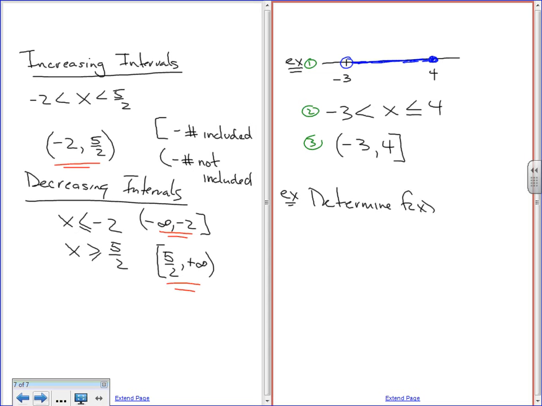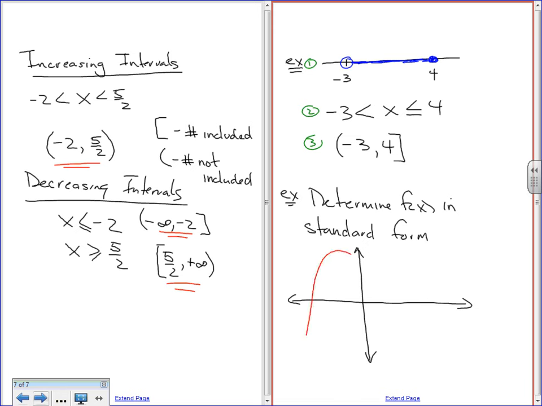Determine f of x in, not is, in standard form. I'm just going to give you a picture of a function, and I want you to come up with the equation of that function from the graph. So I'm going to draw. It's not going to be to scale. I'm just going to put the best I can. Kind of whack there.